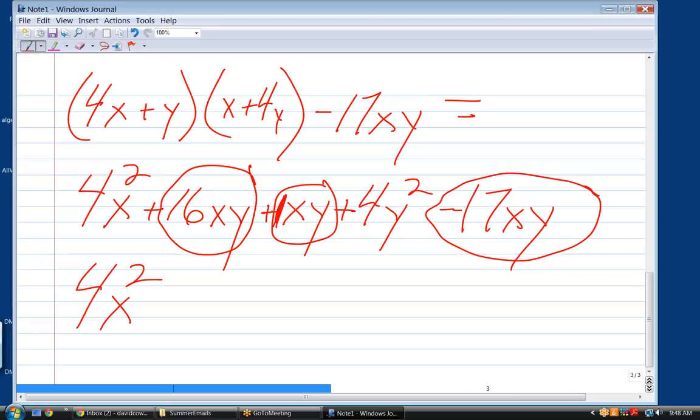When I say how many, I mean what. There's a coefficient in front of each of these. This has a coefficient of 16. This has a coefficient of 1. So when I add those two together, I get 17. But then I got a minus 17 over there. So the total number of xy's that we have is 0, because these 17 cancel out with those 17. How many y squareds do we have? 4. Okay, there you go. So that's the answer. In other words, it simplifies to that.